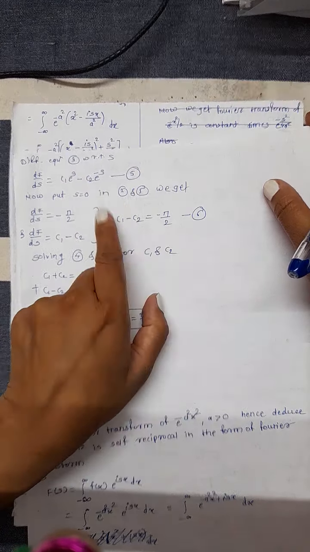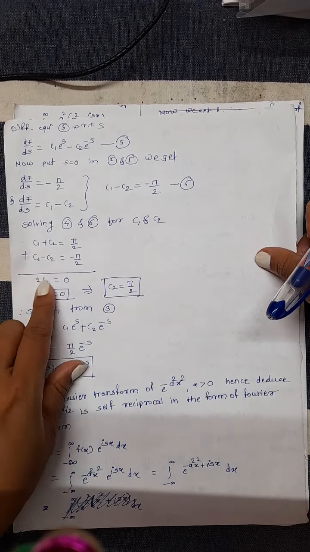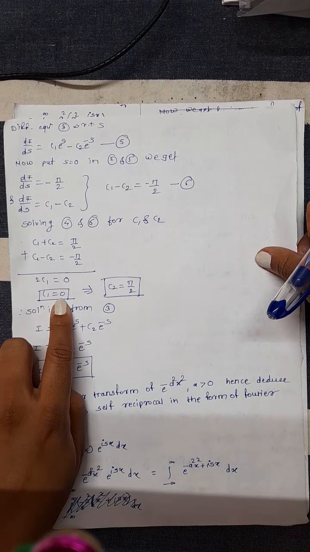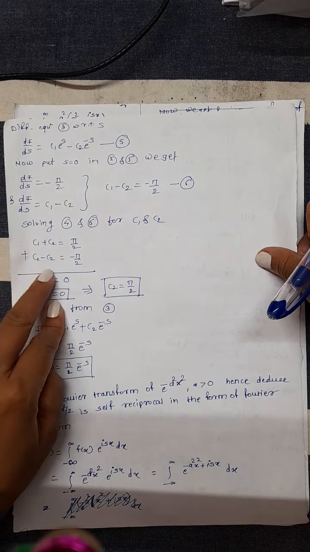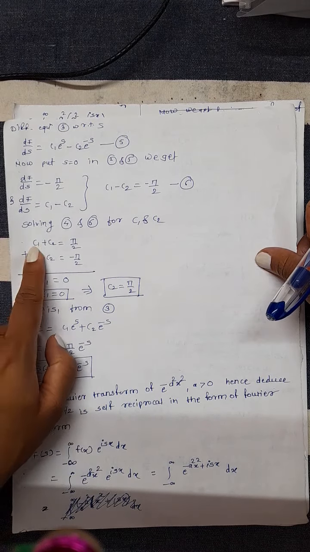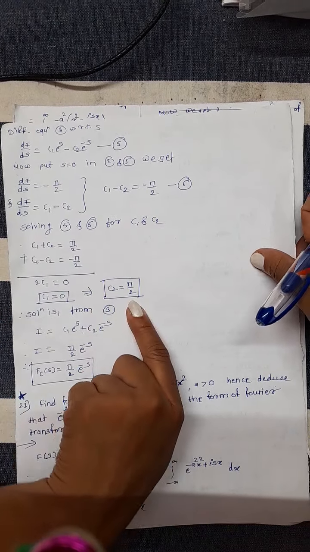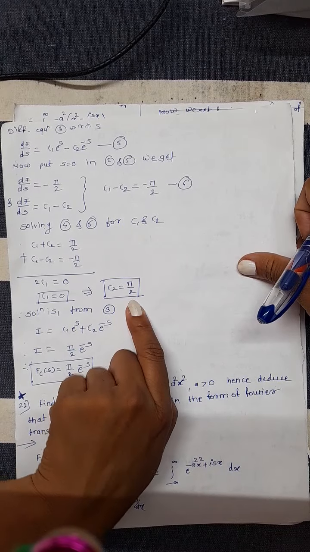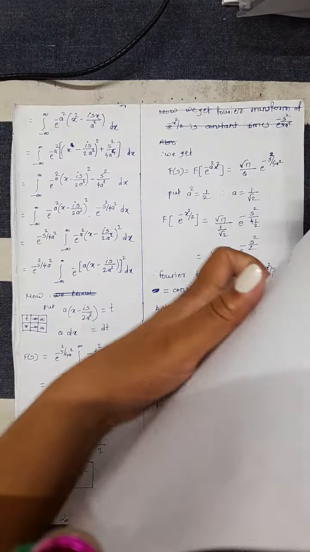Now we have to simultaneously solve the given equations. Solving 4 and 6, this is 6, earlier was 4, for c1 and c2. Adding these two equations, c1 plus c2 is equal to pi by 2, c1 minus c2 is equal to minus pi by 2. Add these, c2 gets cancelled, 2c1 is equal to 0, c1 is equal to 0. Now put this value in any equation, that is 1, we get c1 is 0, that's why c2 is equal to pi by 2.